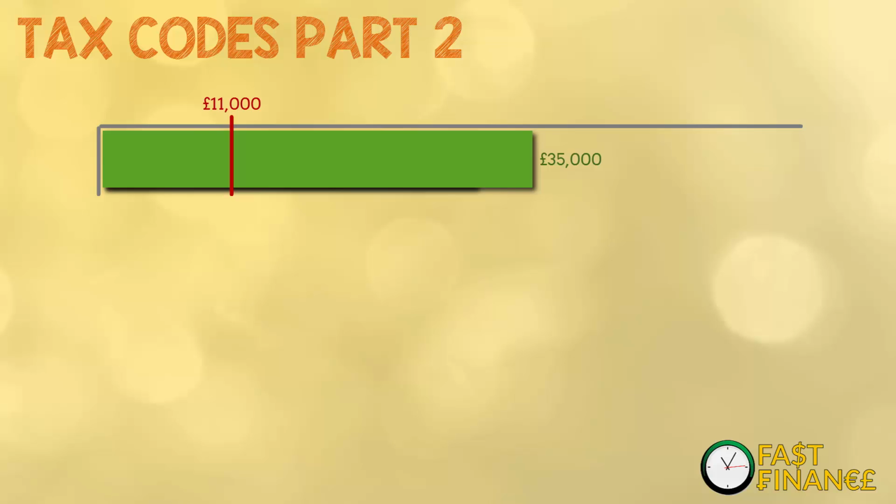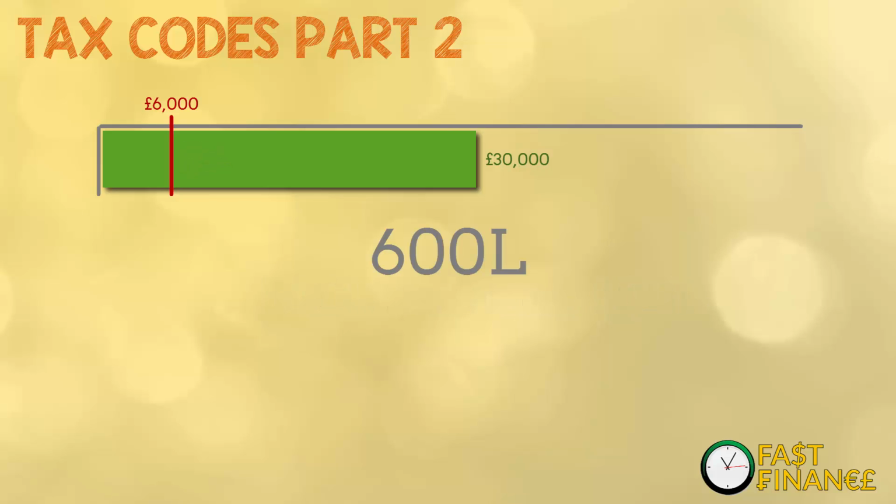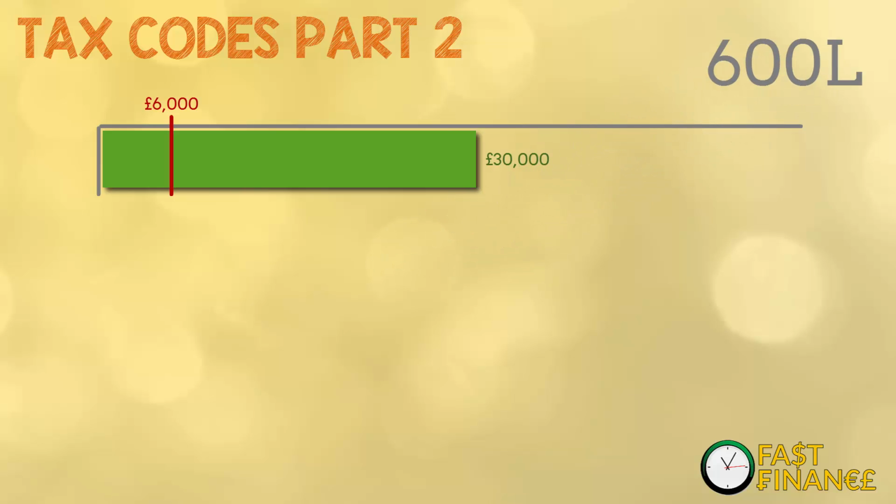So instead, they modify your tax code. Here, tax code of 1100L from £11,000 will become 600L. This effectively reduces your tax-free allowance and means you start paying tax sooner. In this scenario, you start paying tax as soon as you earn above £6,000 instead of the usual £11,000. For this benefit in kind, you will pay £1,000 in tax, which is £5,000 times 20%. This is how HMRC recoups the tax from all your deductions, and the same rule applies to the other benefits we listed earlier.